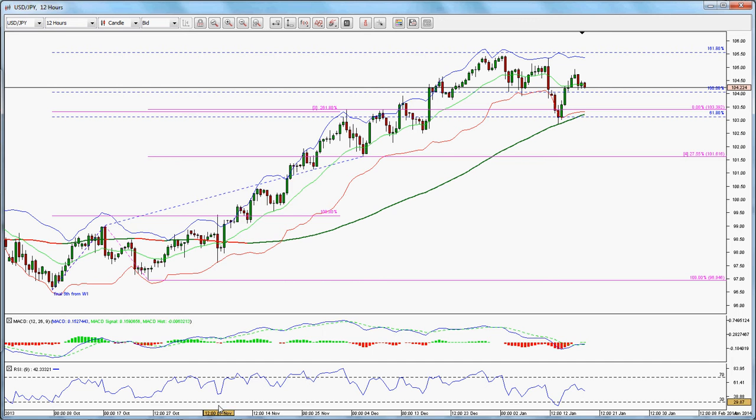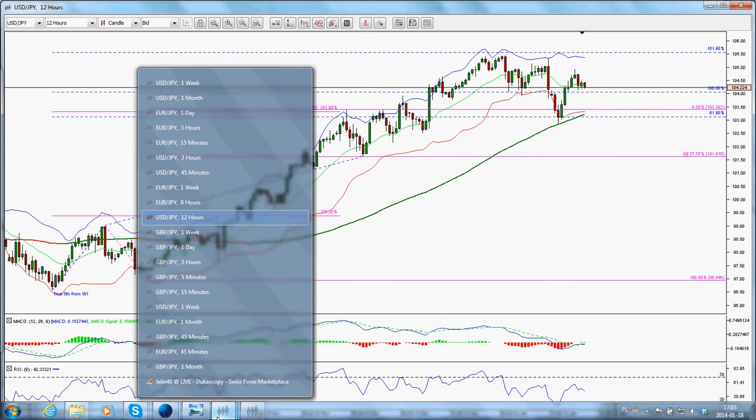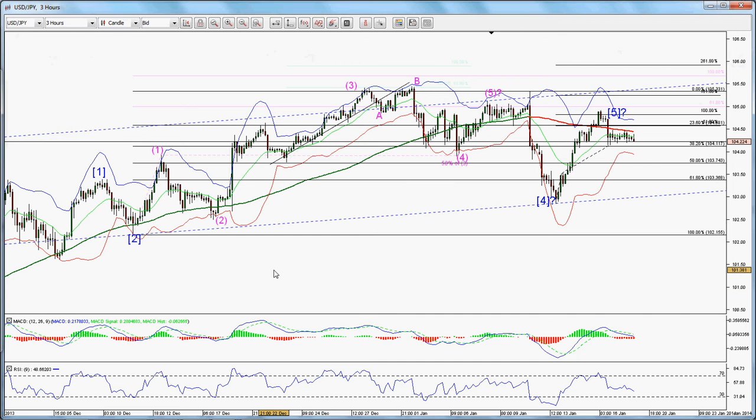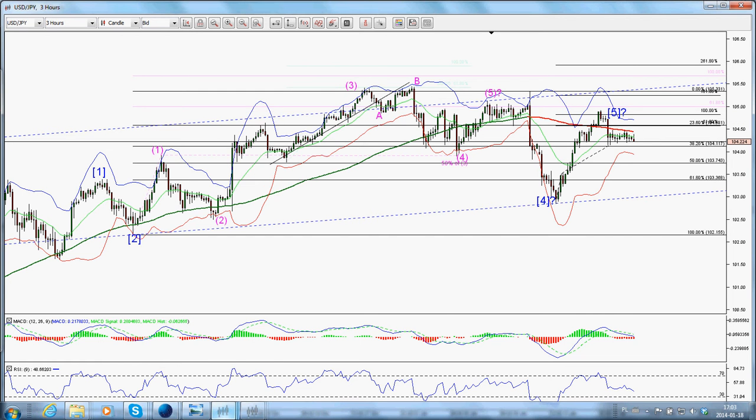So this was a 3, this was a 4 here. This is the final fifth, and I've got the final fifth on the 3 hours. The 3 hours looks very similar to the Great Britain pound, Euro, US, and Japanese yen, because they are moving slightly in the same way. 1 2 1 2, the 3 was completed, 4. And here it looks like the market is about to finish the final fifth.